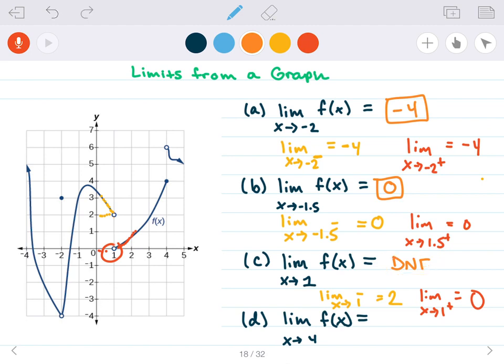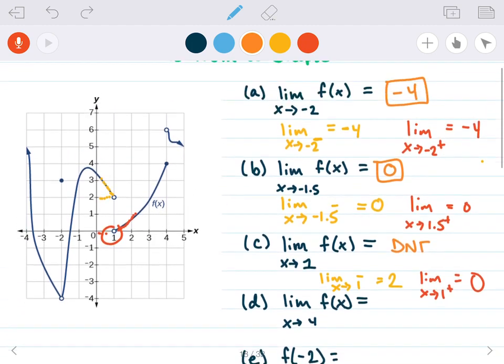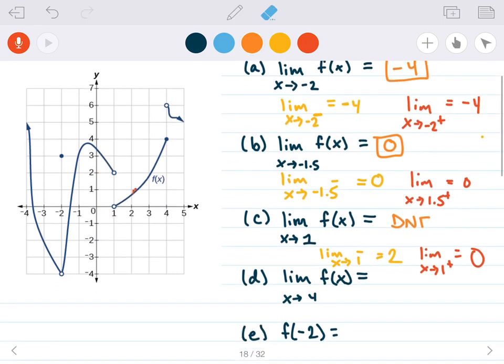Okay, and the last one that we're going to look at, oh, never mind. We're going to see what happens when x goes to 4. So we want to look at the left and the right side. So when x goes to 4 from the left, let's see what happens. The left of 4 is around here, and it's converging on this y value of 4 as well. So the limit of the left side is 4.